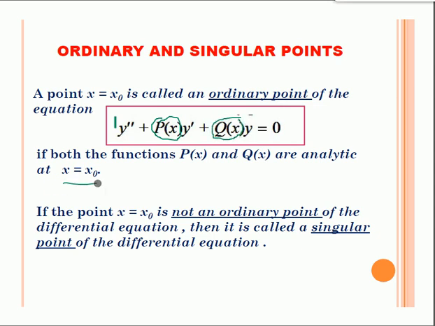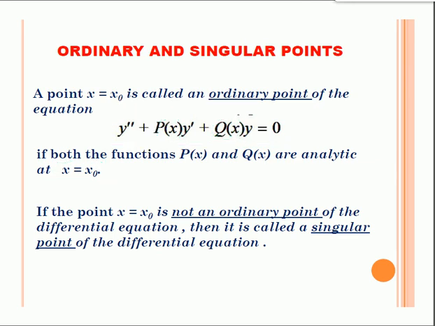Now check at the given point x equal to x naught whether they are analytic or not. If they are analytic, then x equal to x naught is called an ordinary point, otherwise it is a singular point. I hope it is clear. I will not stress further here.